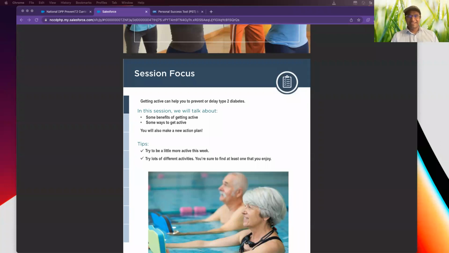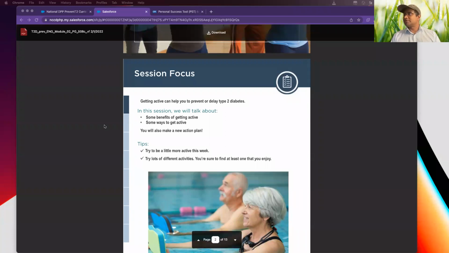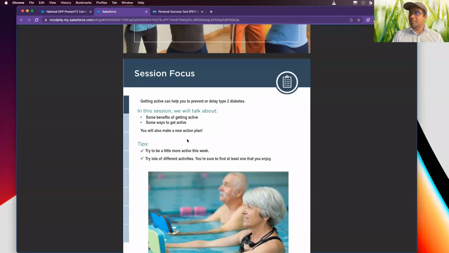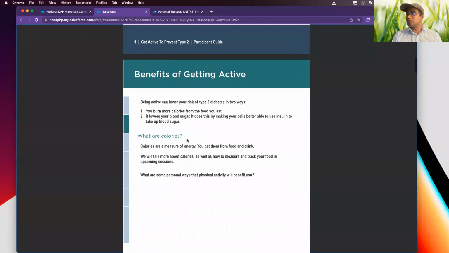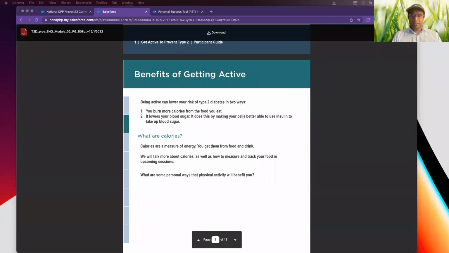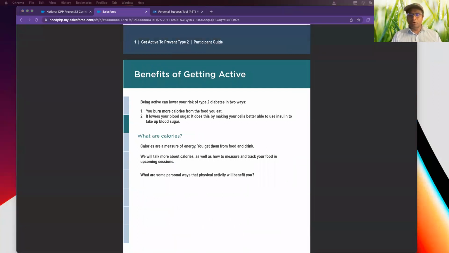So, all right. So now let's look at the focus session, right? So in this session, we'll talk about, as I've said before, some benefits of getting active, some ways of getting active. Try to be a little bit more active this week and try lots of activities. I'm sure you'll find something that you'll enjoy. Okay. And at the end of the session, we want to make some action plan. Okay.